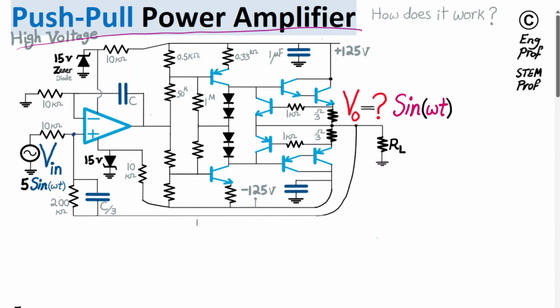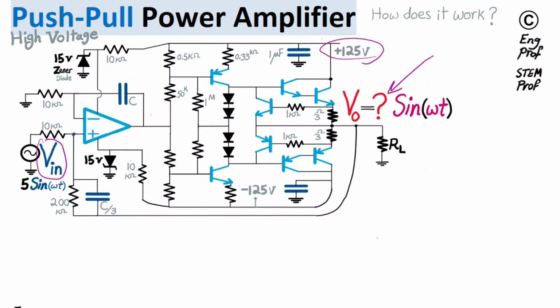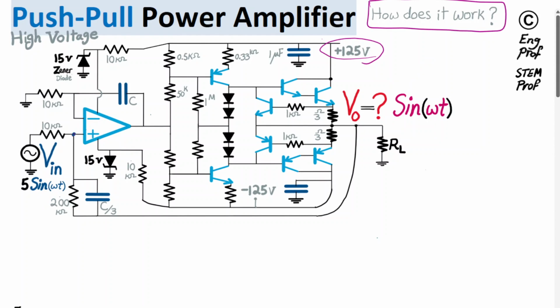So this is a high voltage power amplifier. Please note the supply voltages that are pretty high, 125 and minus 125 volts. We want to find the output voltage given the input voltage in the form of a sinusoidal signal, for example 5 sin(omega t), assuming the frequency of the applied signal is in the proper range. We also want to understand how this circuit is working. So these are the things I would like to address in this video.